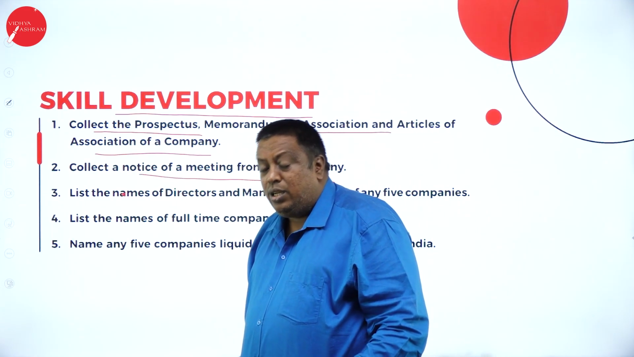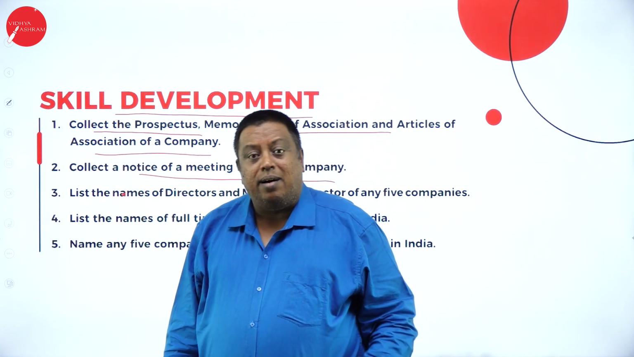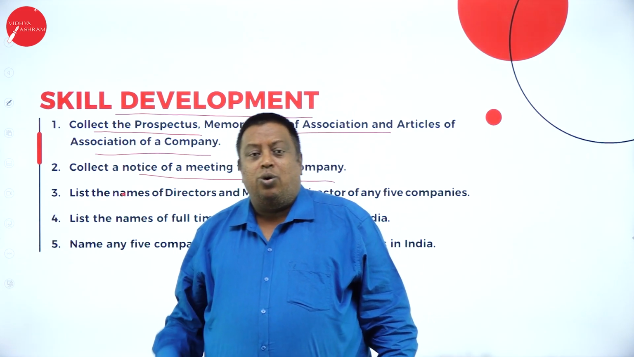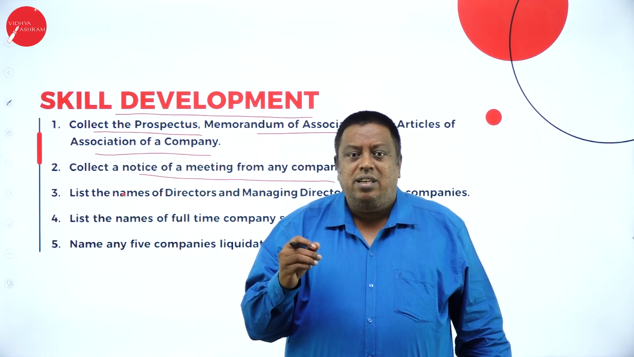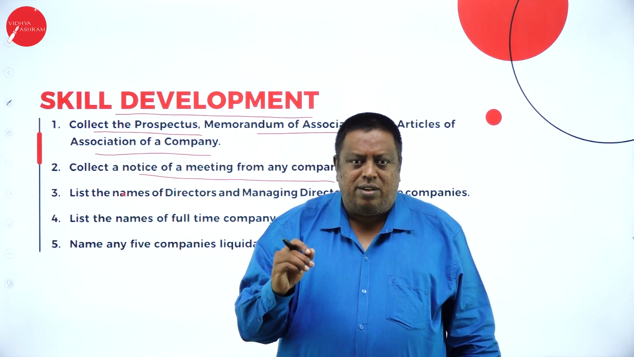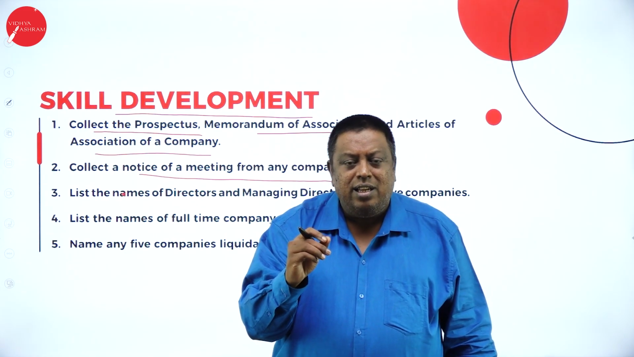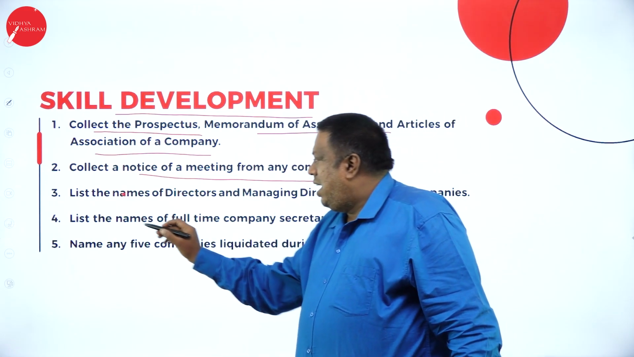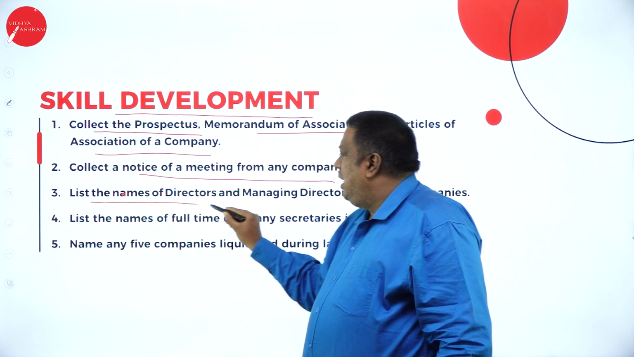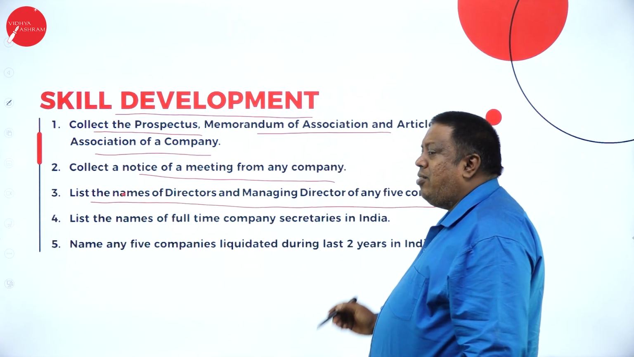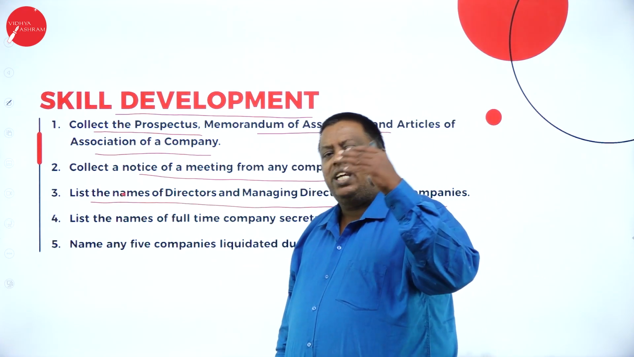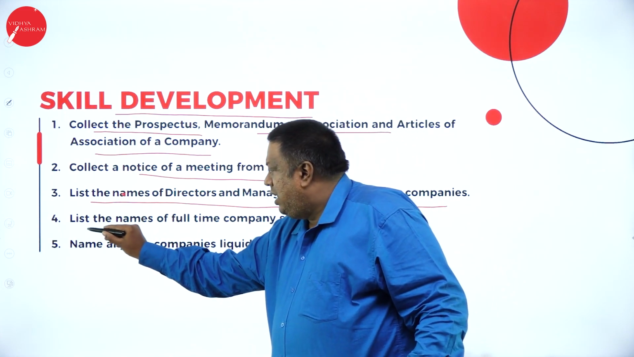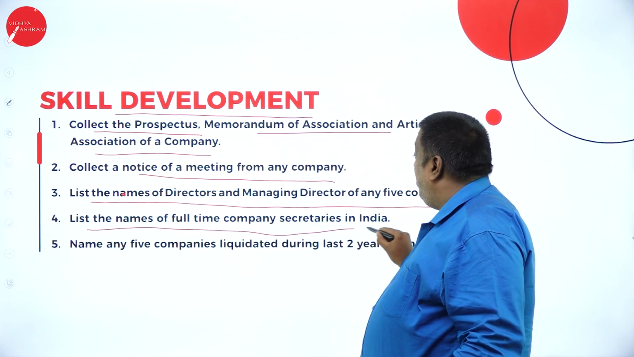He can collect the notice of the company, right? Notice is nothing but a written communication sent for participation in the meeting. So that notice he has to collect, and he has to list some names of the directors or managing directors of any 5 companies which he selects. And next one, listing the names of full-time company secretaries.